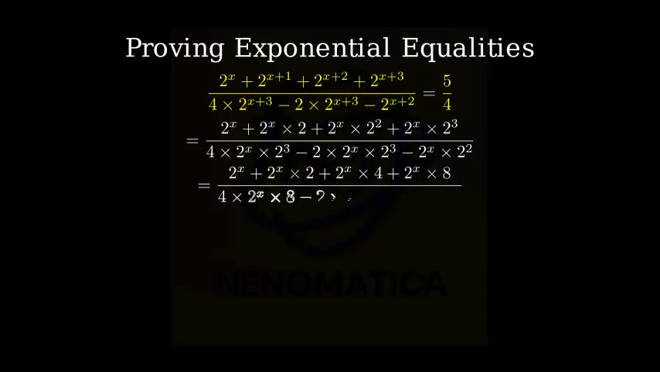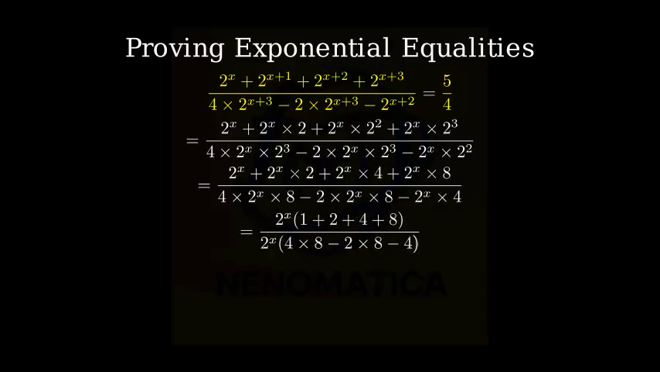Now, let's calculate each power of 2. 2 to the 1 is 2, 2 to the 2 is 4, and 2 to the 3 is 8. I notice that 2 to the x is a common factor in both the numerator and denominator. Let's factor it out to simplify the expression. Now let's simplify inside the parentheses.